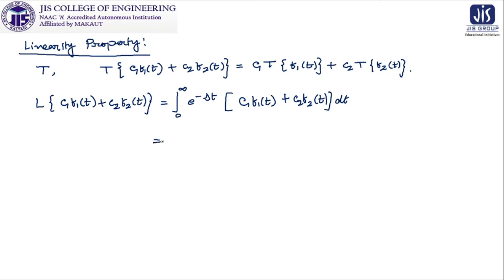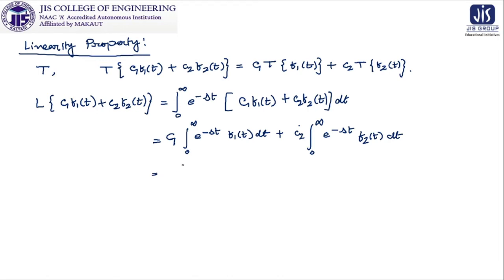Now in the next line, just by distributing as per the integration properties, I can write c1 integral from 0 to infinity e to the power minus st f1(t) dt plus c2 integral from 0 to infinity e to the power minus st f2(t) dt.